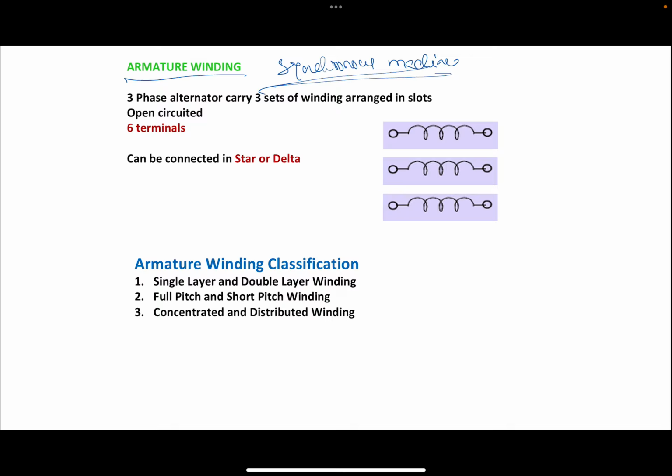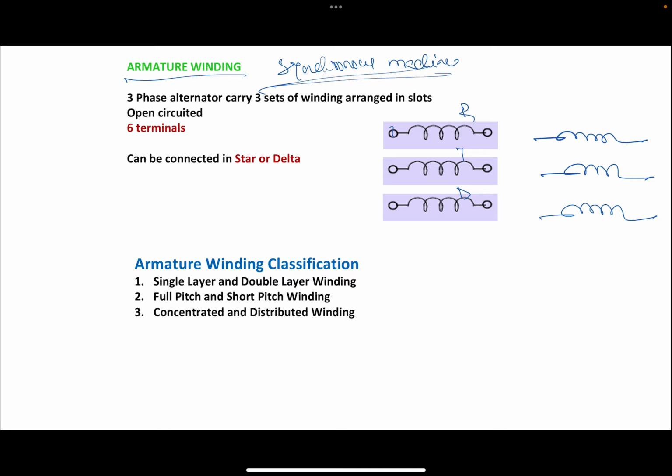So there are two options. You can see that if the windings are connected, these three phases are there. Let's say that one is R phase, one is Y phase, and one is B phase here. I'm just redrawing again so that you can understand in a better manner. There are two options only for us. You can connect in star or delta.